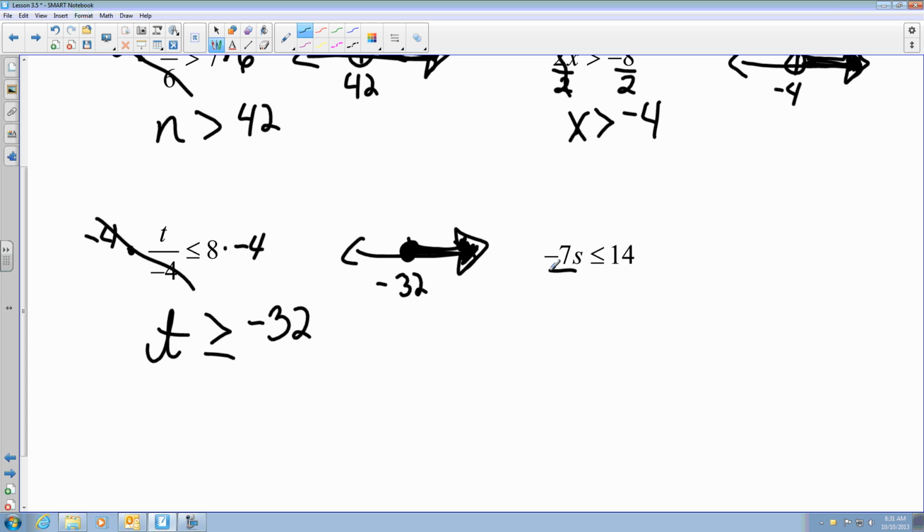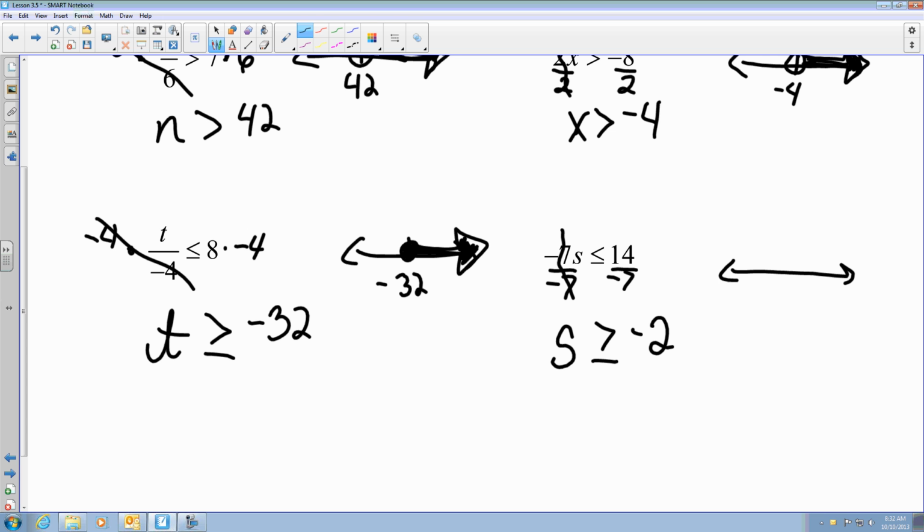The last one here on this page is negative 7s is less than or equal to 14. I must divide both sides by negative 7 to get my s by itself on one side of the equal sign. So this cancels, and I divided by a negative 7. Again, the weird rule has to be implemented because I divided by that negative 7. And 14 divided by negative 7 is a negative 2.